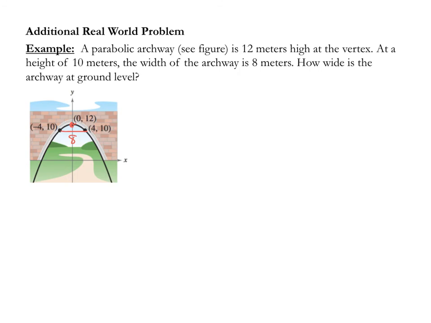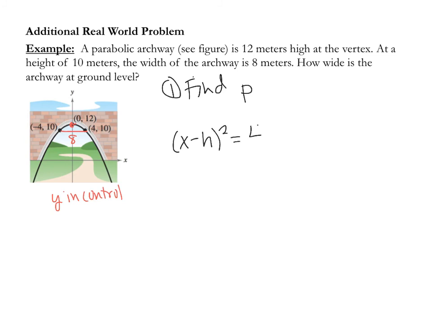So the part that we're missing right now, we know the vertex, but we don't know what P is, and there's no way for me to figure out what P is right now. So we're going to use the information they told us to help us to find P. So that's going to be your first step right now, is we need to work to find P. We do know what's in control. Since it's facing down, that tells me Y is in control. So I'm going to go ahead and write that formula. That means we're going to have x minus h squared equal to 4p times, the y is going to go on this side since it's in control, y minus k.